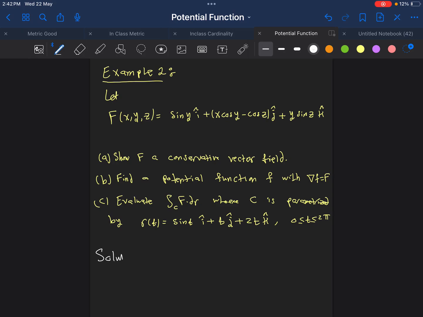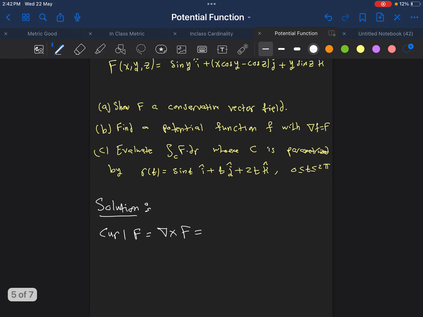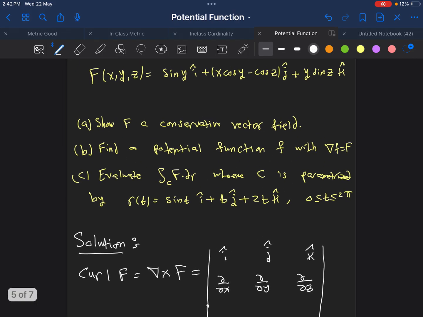Now, remember, one way to find if a vector field is conservative is to calculate the curl of F, which is the gradient cross F. If this is 0, then what we have is a conservative vector field. So this would be i, j, k, and then we do partial by partial x, partial by partial y, partial by partial z, and down here we write the components that we have. So it would be sine y, x cosine y minus cosine z, and finally y sine z.